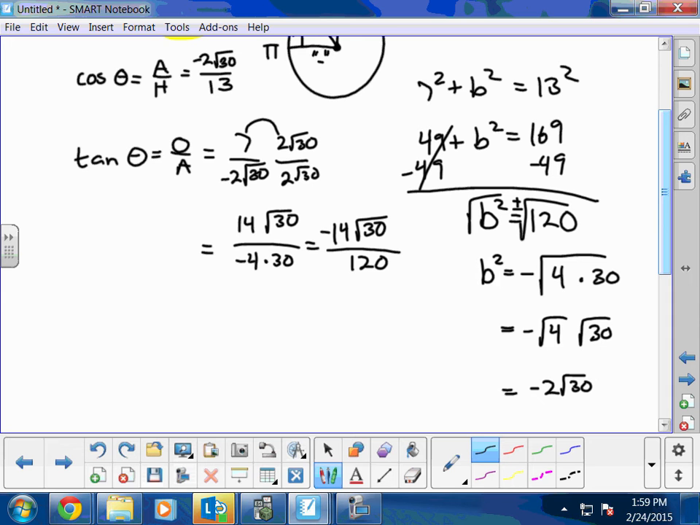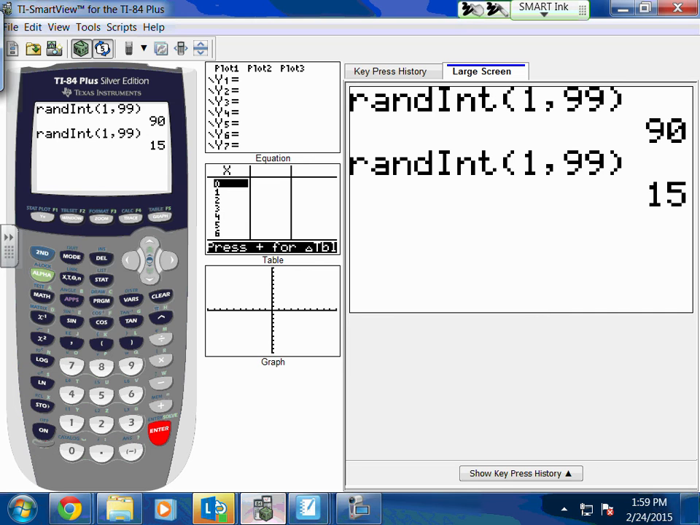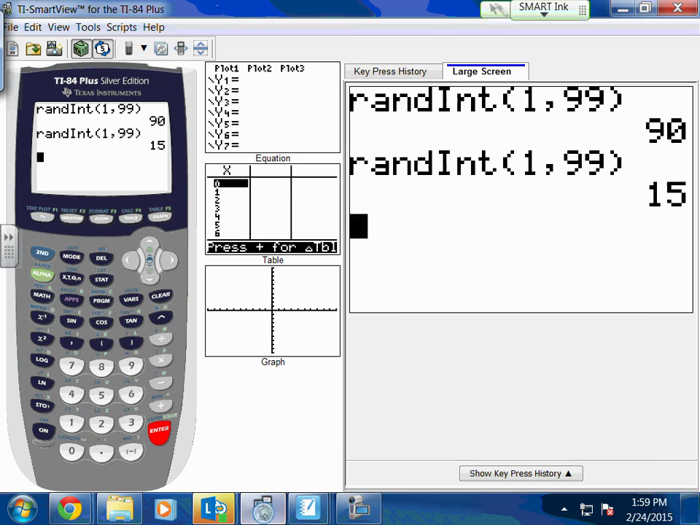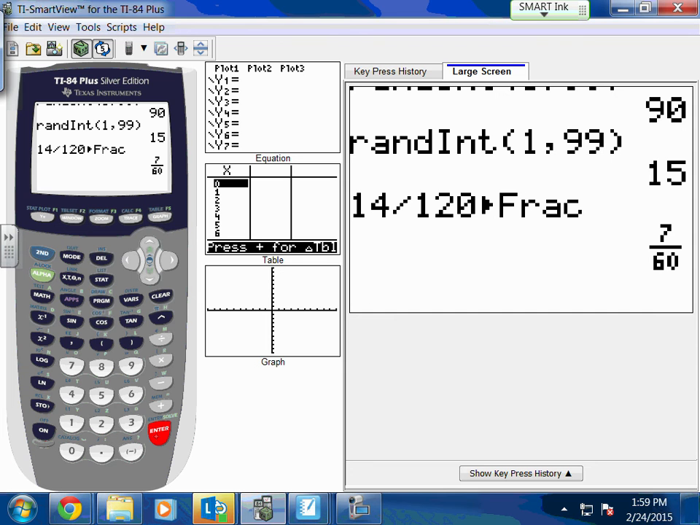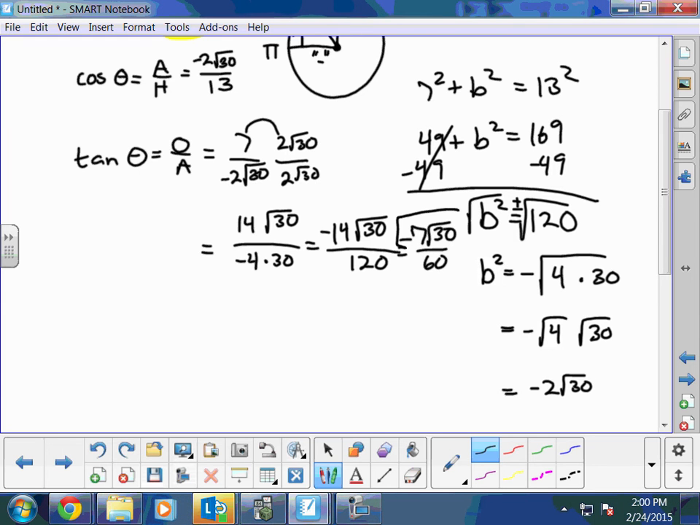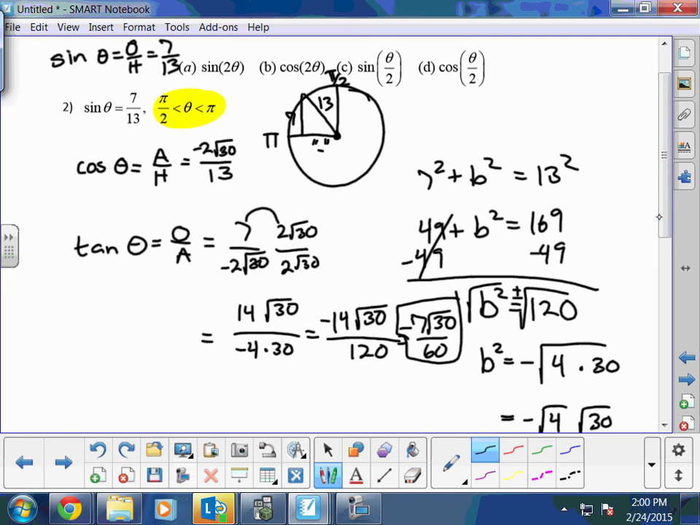If 14 over 120 could be reduced, I have my calculator right here. Let's find out what it is. But before I do that, let me make sure I got the right pointer selection. 14 divided by 120, math frac, 7 over 60. So which means that you can reduce this to negative 7 square root of 30 over 60. All right, and this is really what you're going to be looking at when you're applying tangent. So I have cosine, and also I have sine.